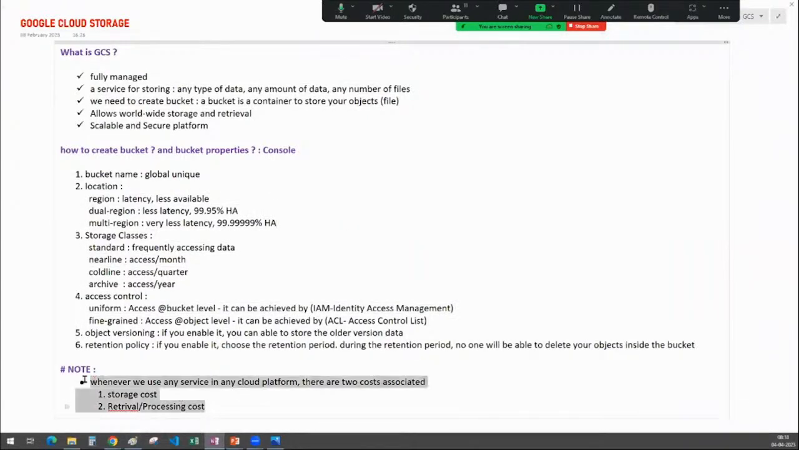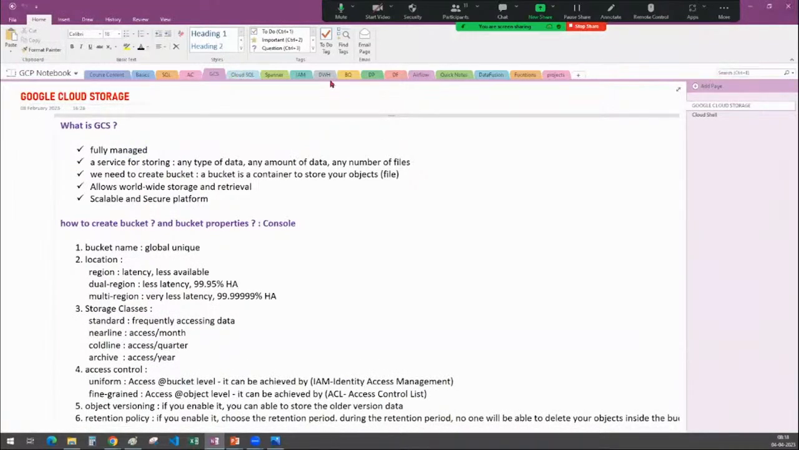And here I have noted that whenever you use any service in the Google Cloud Platform, there are two costs associated: one is storage cost, the other is retrieval cost. Tomorrow we will see this point. These notes I will provide to you guys. This is my OneNote notebook, and we will have all of these things here only. So I will provide access to that.